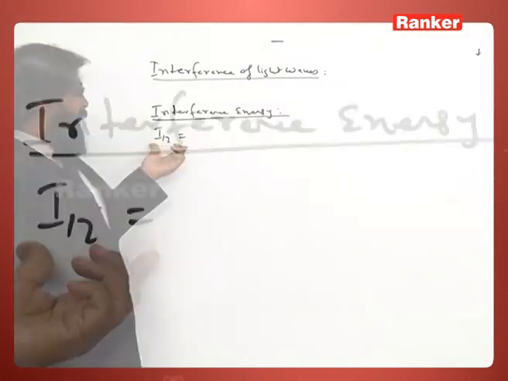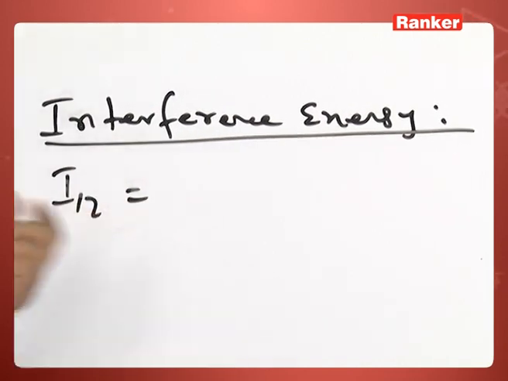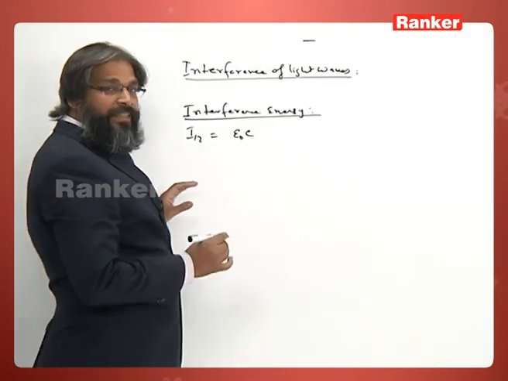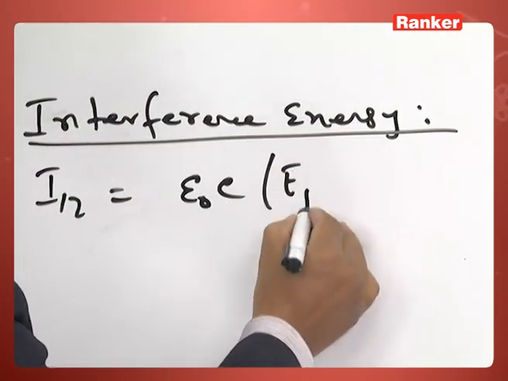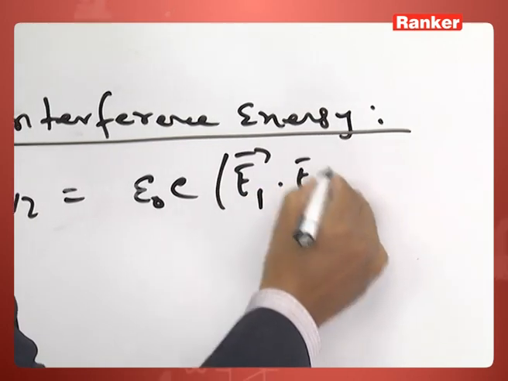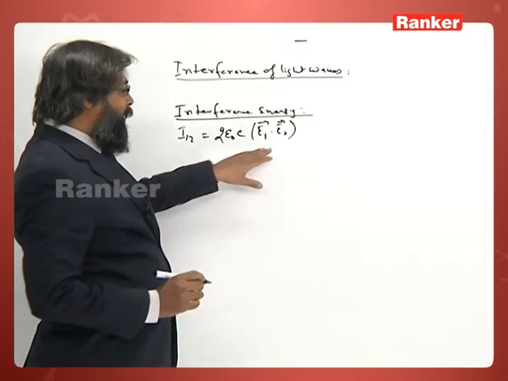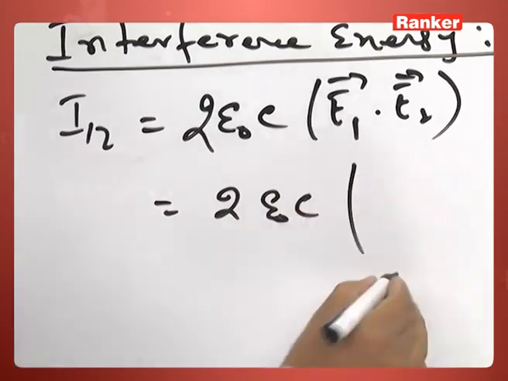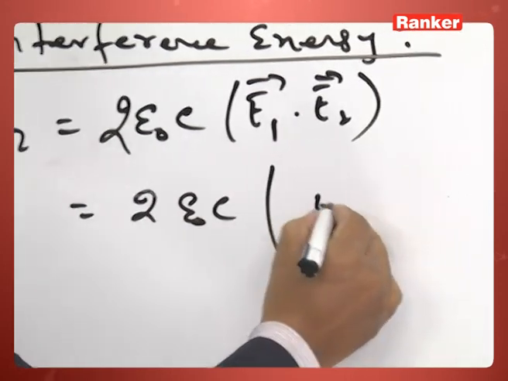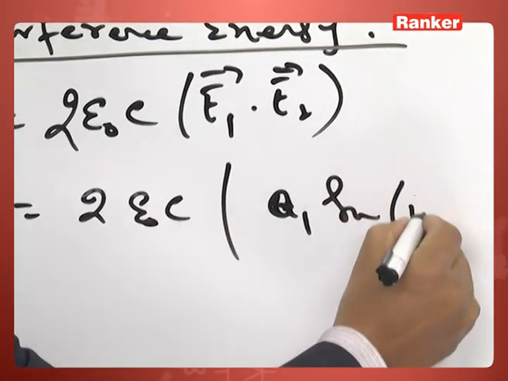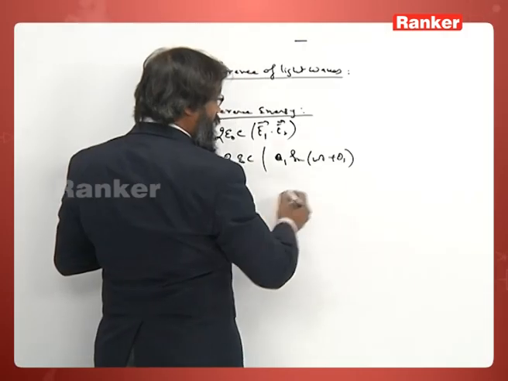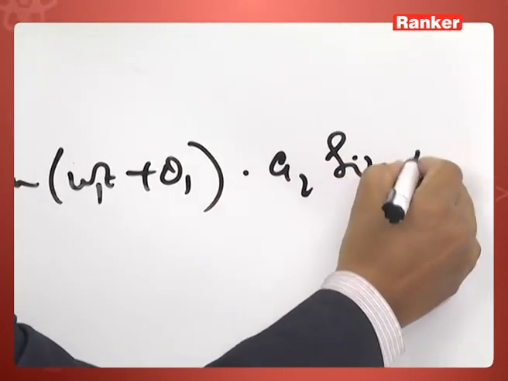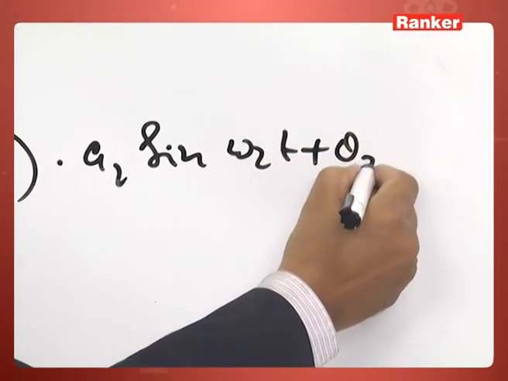Now let us see the I12 term, that is the interference energy. We have already seen this is epsilon naught C times E1 dot E2, 2 times E1 dot E2. So we can write this as 2 times epsilon naught C, E1 is A1 sin(omega 1 t plus theta 1) dot A2 sin(omega 2 t plus theta 2).